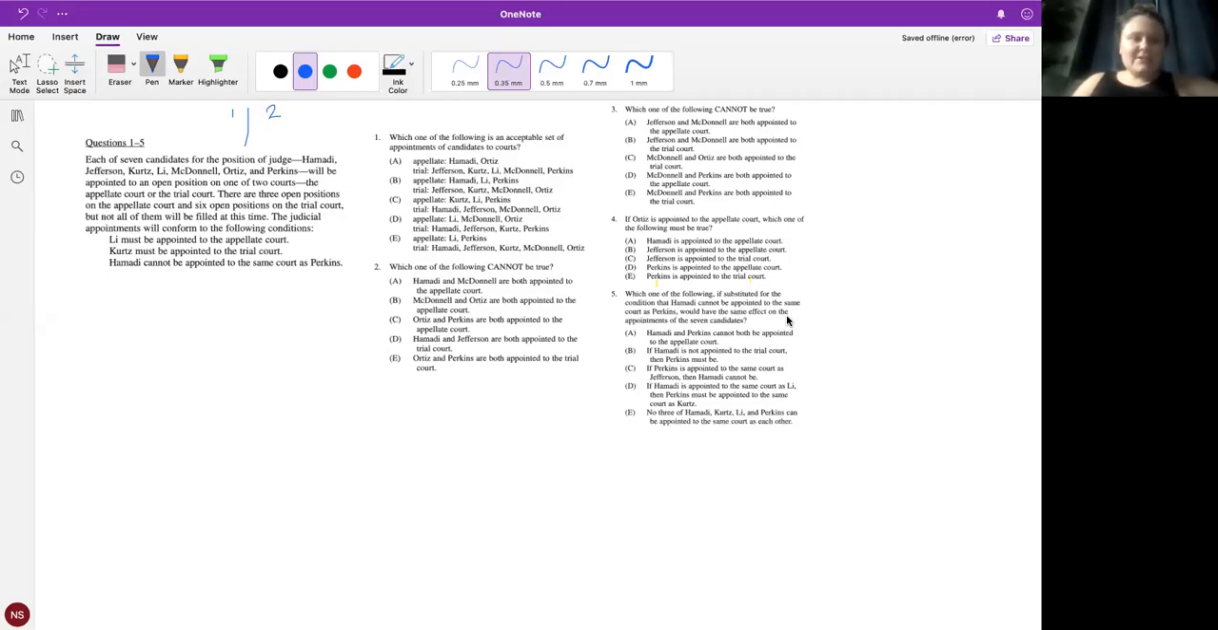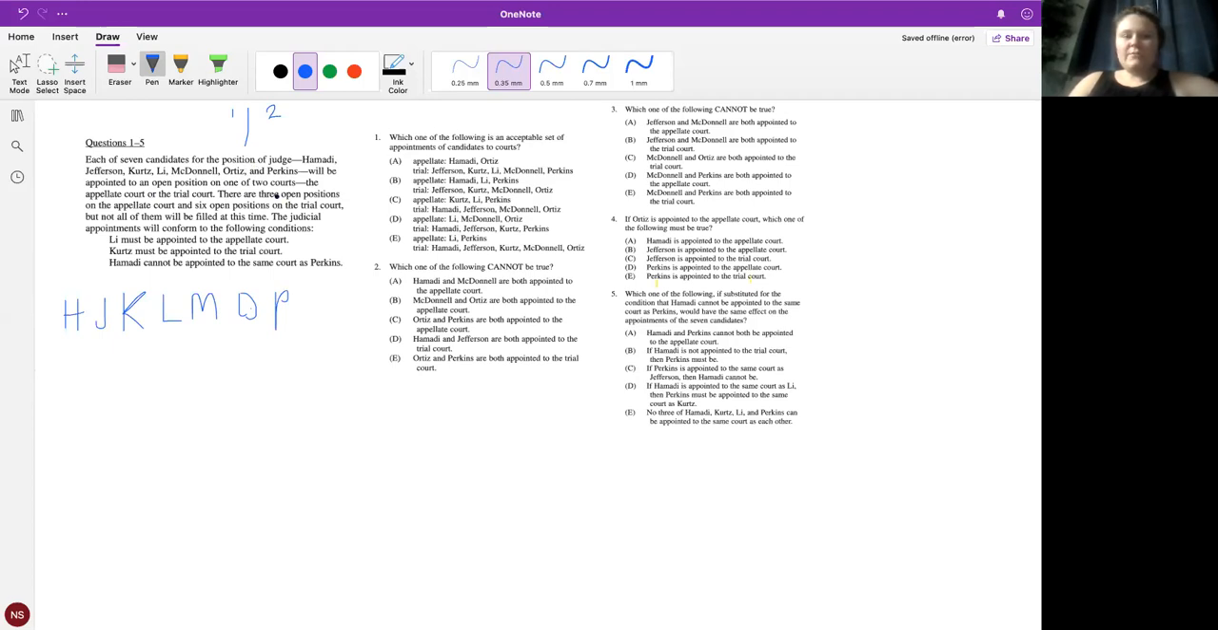Here we're saying that each of 7 candidates for the position of judge, so we have H, J, K, L, M, O, and P, will be appointed to an open position on one of 2 courts.